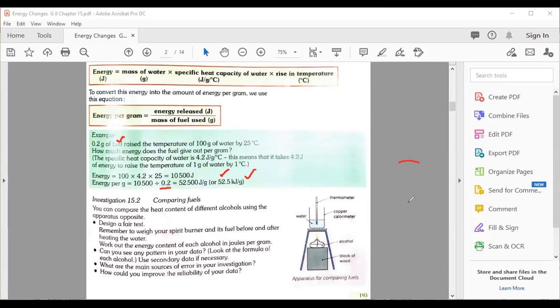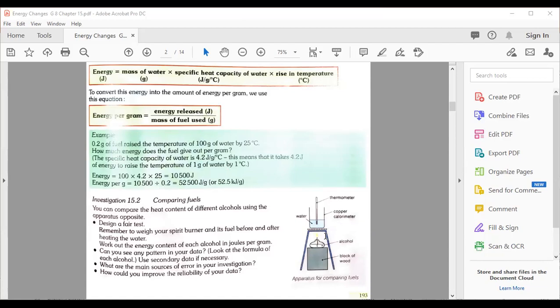Thanks, my dear. Now, after that, here we almost have the last part of today's lesson. So let's see about this. Now comparing fuel. When you're going to compare one fuel to another, what's happening? You can compare the heat content of different alcohols using the apparatus opposite. This apparatus you can use and you can find out which fuel or which alcohol gives you more heat and less heat. How? It's very easy to see that.